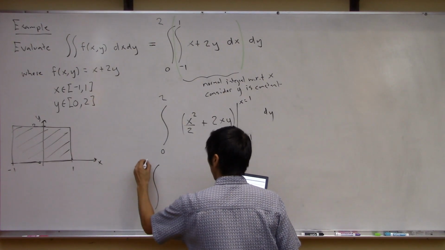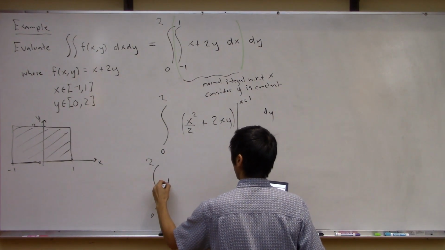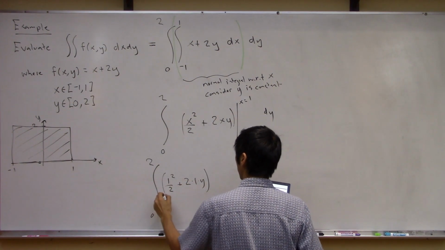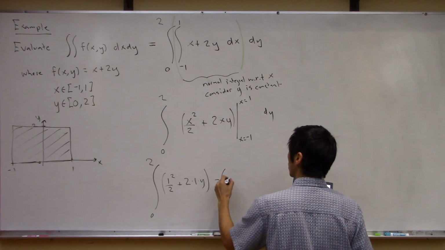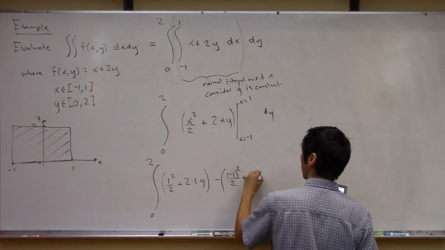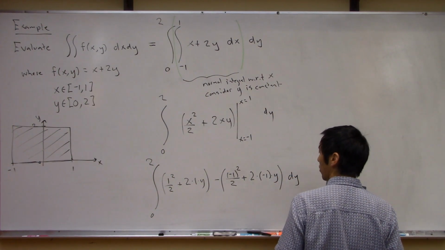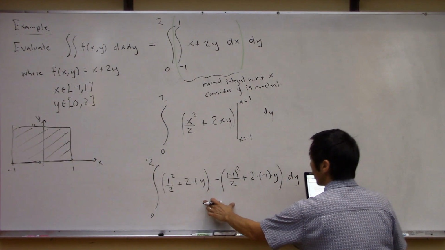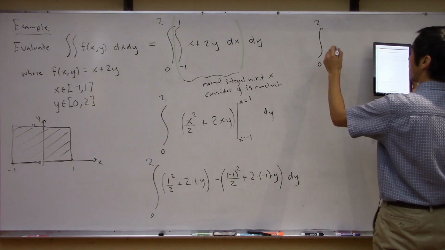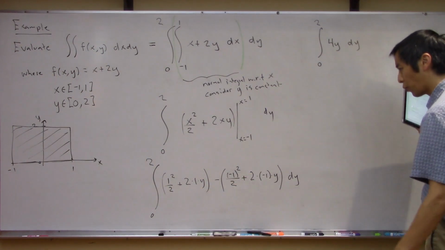So now let's do the upper limit, when x equals 1. This is 1 squared over 2 plus 2 times 1 times y. That's the upper limit. Then we subtract off the lower limit, which is -1 squared over 2 plus 2 times -1 times y, and then we integrate with dy. You do all of this simplification and math, and what you end up with on the inside, if you do it right, comes out to 4y. So all this gobbledygook just turns into 4y.